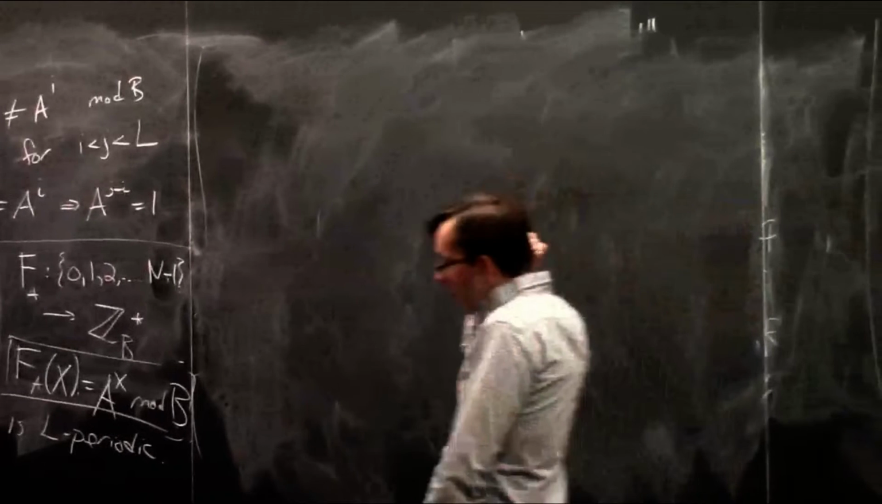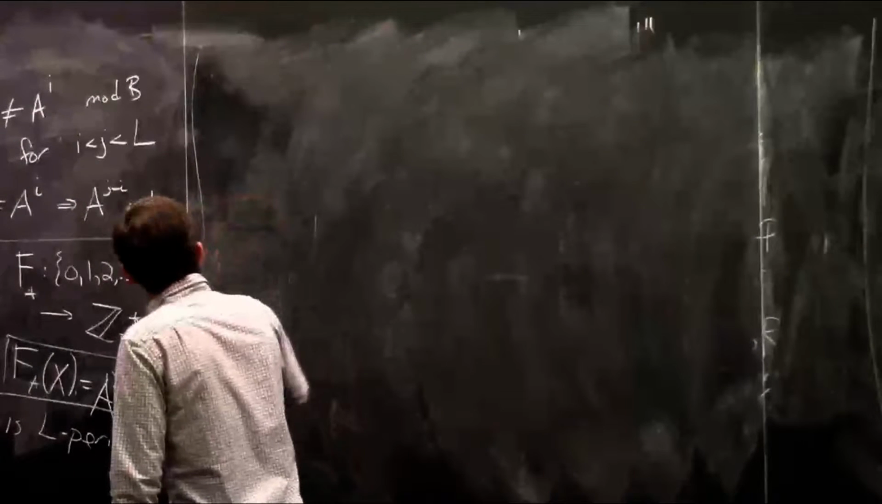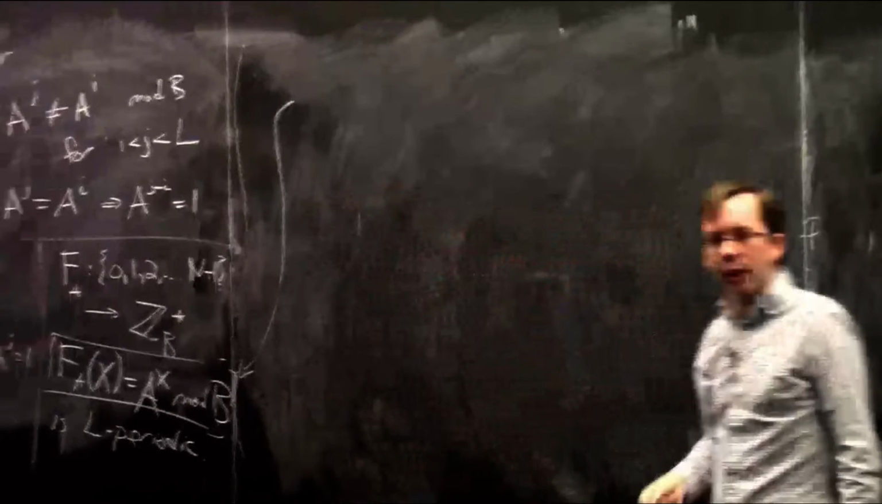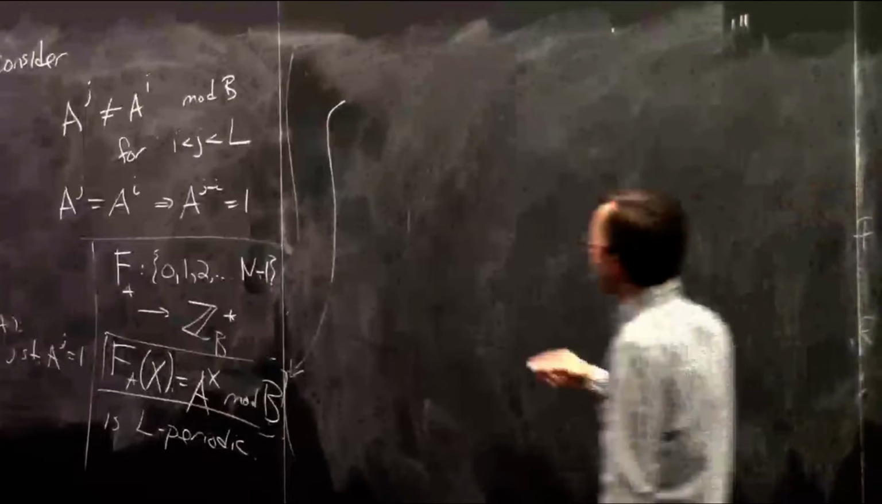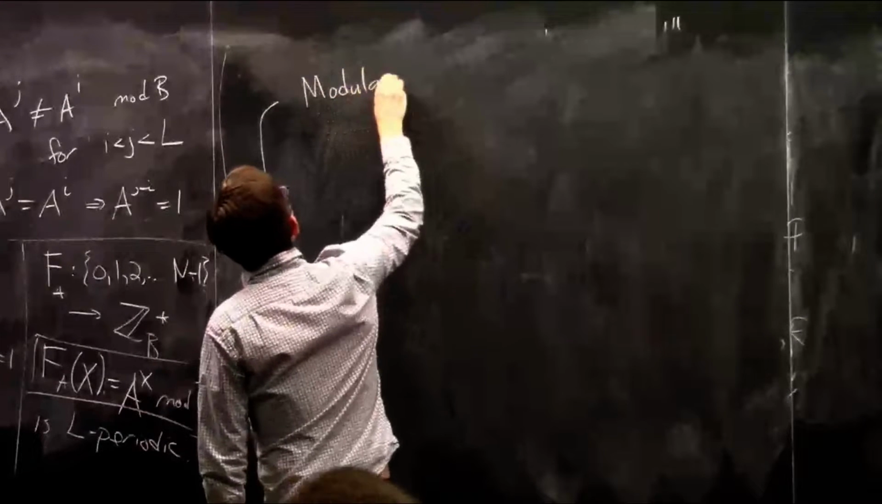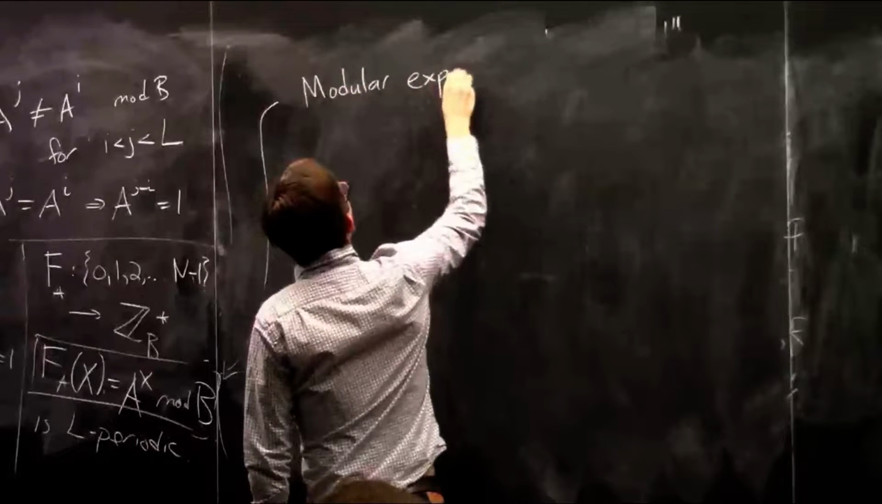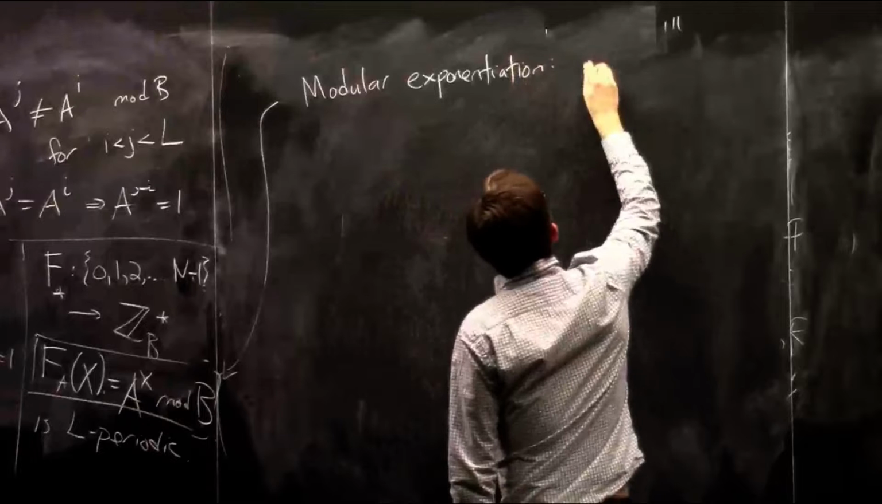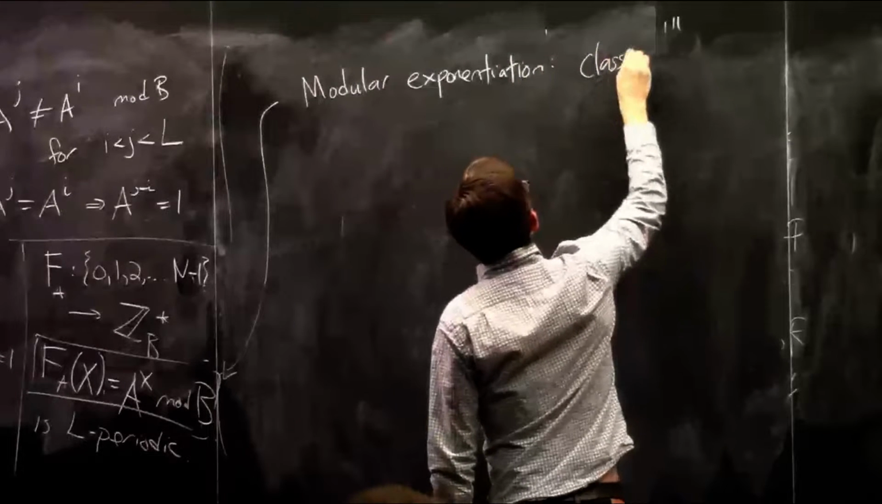So not only is it periodic, but, and this is a crucial point, this is a function that is easy to compute classically. This was also on the homework. This is the modular exponentiation problem. And it's classically efficient to compute.